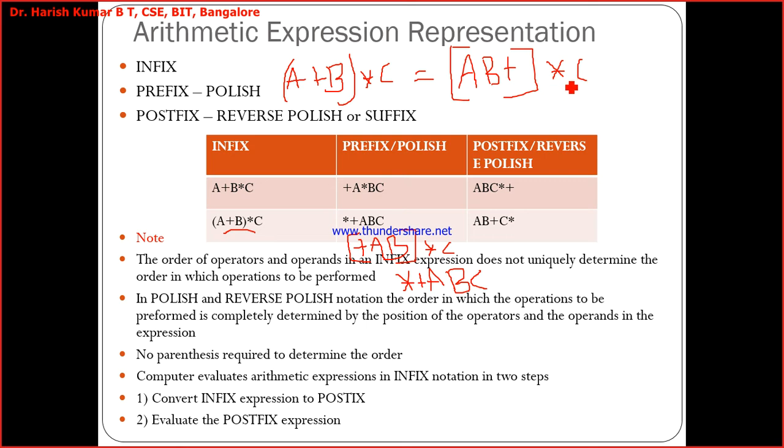Now for this star, this is one operand and this is another. AB plus, the entire AB plus, is one operand. Now what do I have to do? AB plus, and now this star should come after. I'll write C and then I'll write star. Now this is the postfix form of this infix expression. Understood now? And the same thing is written here.